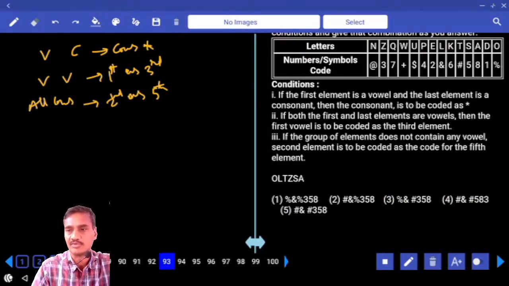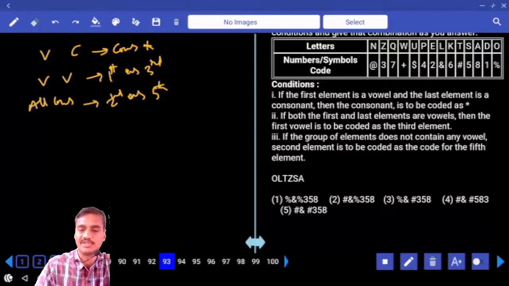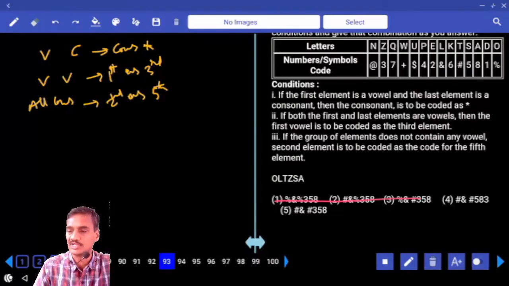First and the third. What is the third one here? T. What is the code here? Hash. First and the third must have hash and hash. Among the given choices, in which choice are the first and third hash and hash? 4 and 5. Now, between these, which element is different here?